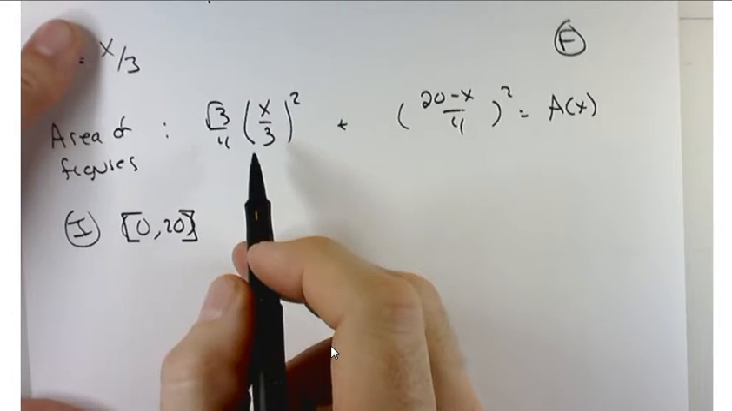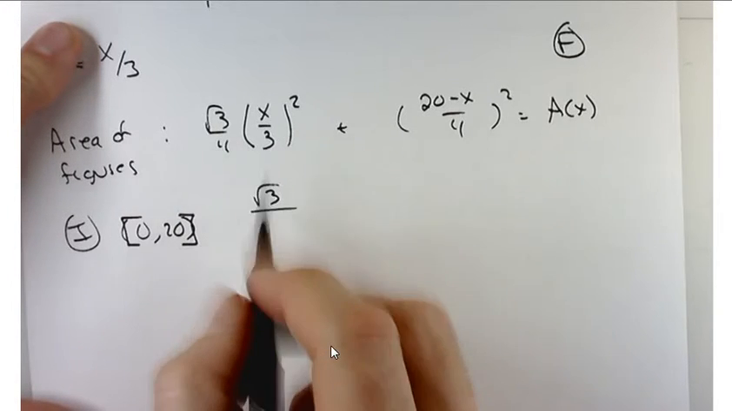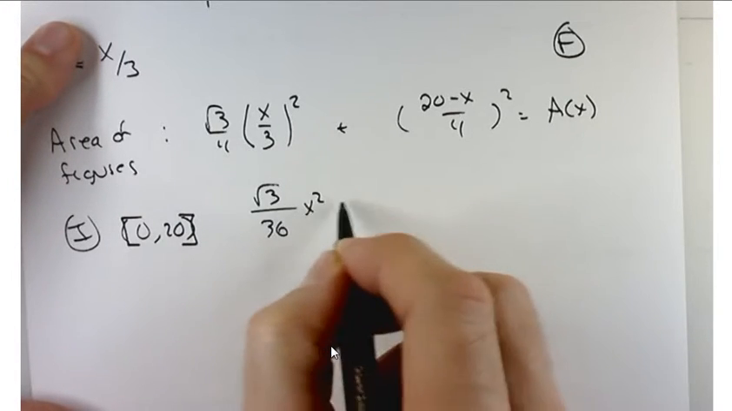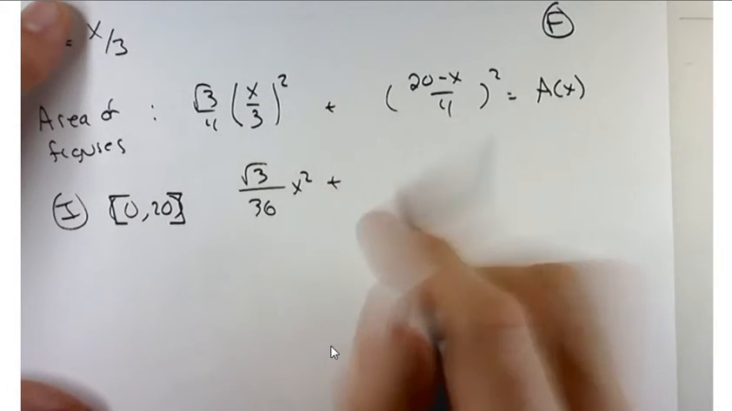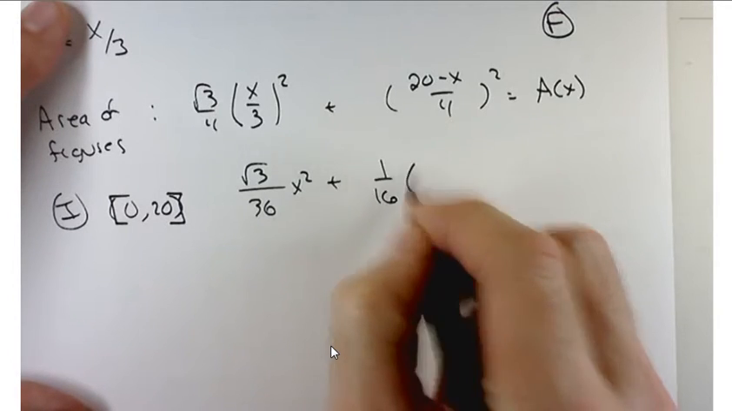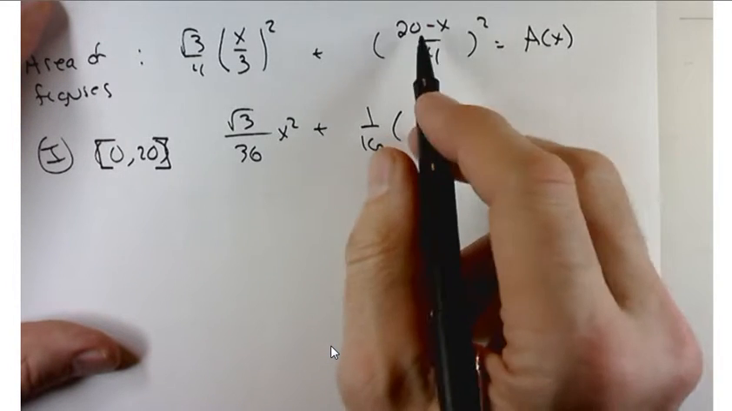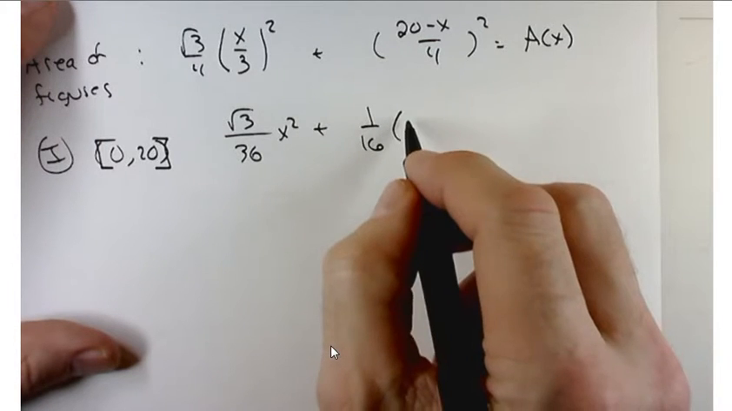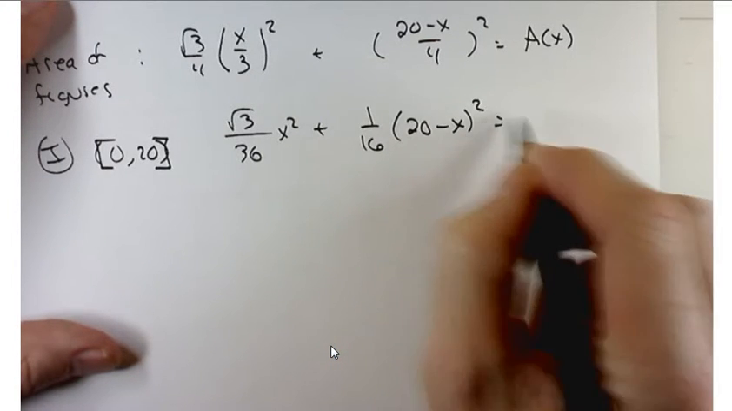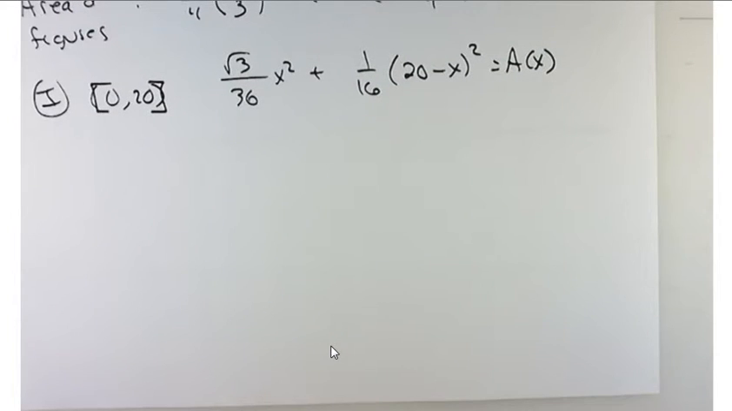Let me clean this up a little bit. This is going to be square root of 3 over 36 x squared plus, if I square this as 16, I'll take out the 1/16. What else am I going to have? Should I square this out as well? No, I'm not going to. 20 minus x squared. That's still A of x. Picture, function, interval, analysis.